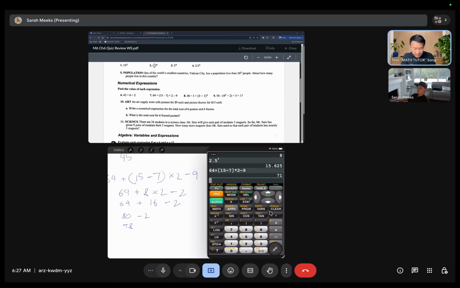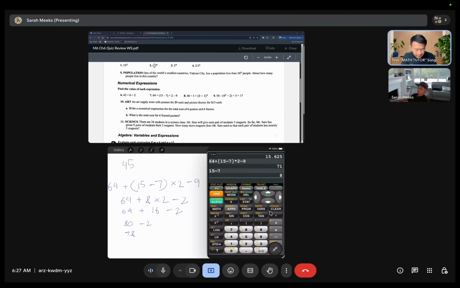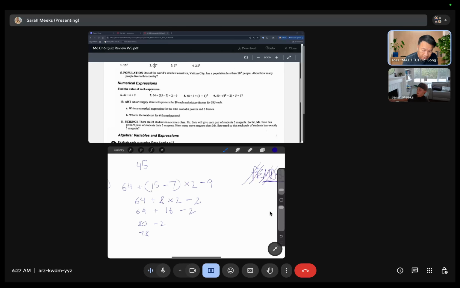So here it is. Oops, something's wrong here. Double check: is it 15 minus 7? Yeah, everything's good, but let me see. Did I miss something? Times 2, 16 minus... Yeah, I put 9 instead of 2 here. You see that? So careful, copy everything else. I put it wrong. Okay, so it is 9, and it is 9 here.